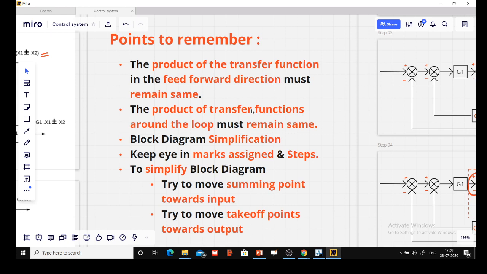So remember these points, remember the rules, and try to apply those rules and these points in the problem which comes for the exam.